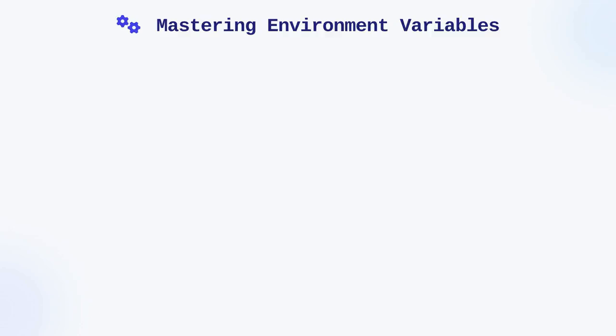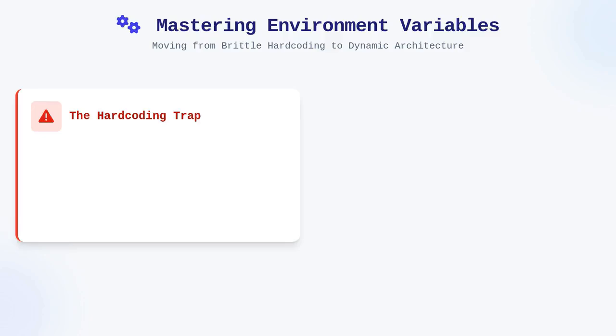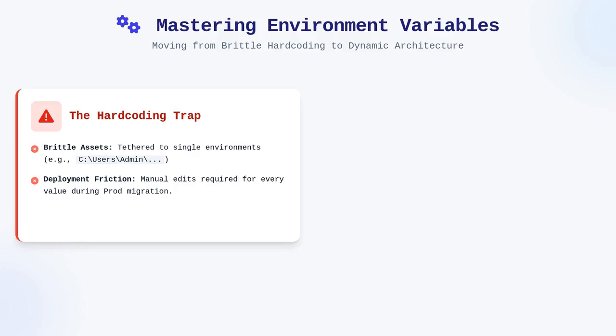When we construct automation assets, we often fall into the trap of hard-coding values directly into our flows. If you hard-code a file path like c:\users\admin\documents or a specific development URL, your automation becomes brittle and essentially tethered to a single environment. This creates significant friction when moving solutions from a development sandbox to a production environment, as you would otherwise be forced to manually edit every instance of those values.